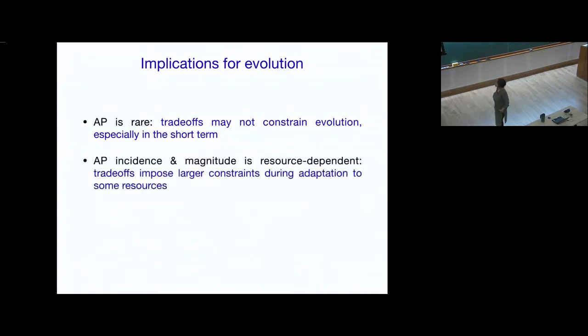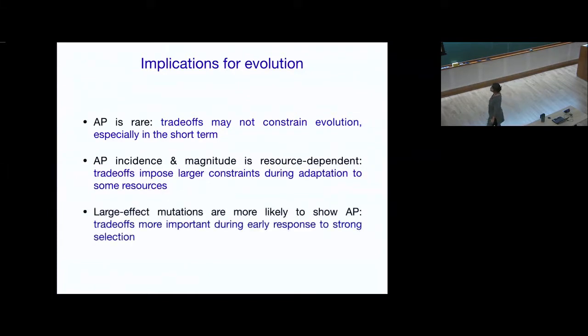The incidence and magnitude of antagonistic pleiotropy is resource dependent. Sorry, what I forgot to point out earlier was also, if you remember that stacked bar plot, for each resource there were different fractions of antagonistic pleiotropy overall, right? Which suggests that perhaps in some resources, if you evolve under strong selection, you are more likely to show trade-offs. And this may make sense if you think of the metabolic networks or the genetic networks that underlie resource use. Something as central as glucose metabolism, for example, may be more likely to lead to antagonistic pleiotropy. So maybe trade-offs could play a bigger role during adaptation to specific resources.